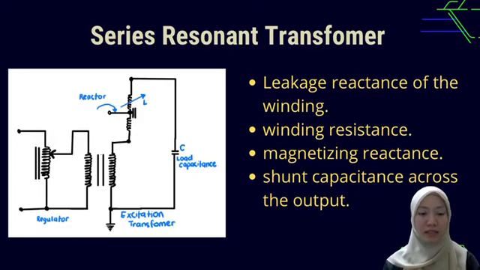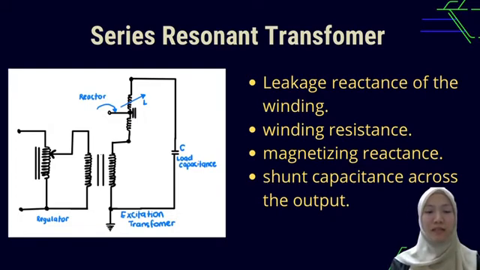In the resonant condition, the current through the test object is very large, and that is limited only by the resistance of the circuit. The waveform of the voltage across the test object will be purely sinusoidal. The equivalent circuit of the high voltage testing circuit consists of, first, leakage reactance of the winding, second, winding reactance, third, magnetizing reactance, and fourth, shunt capacitance across the output.